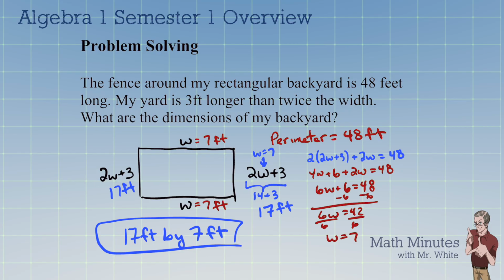So again, problem solving simply means reading carefully, identifying the information you're given. We were given perimeter, drawing a picture, and then coming up with a plan. My plan was that I can write a formula or an equation involving perimeter, and then I simply solved it. And then make sure you answer your question with your units and everything at the end.